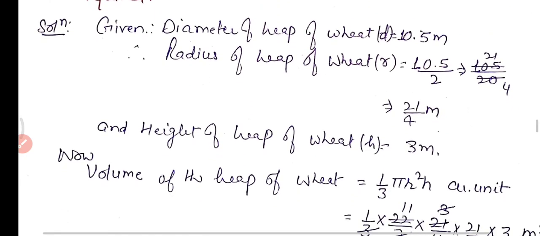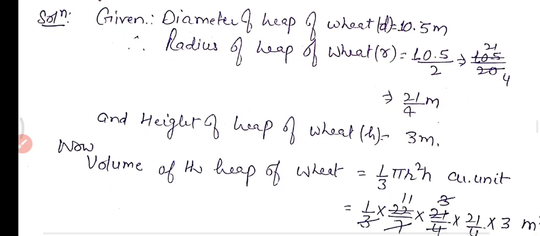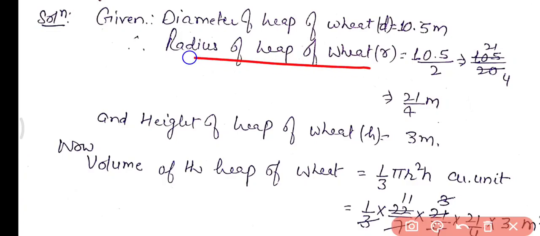We are given the diameter of the heap of wheat is 10.5 meters, so the radius of the heap of wheat will be 10.5 by 2, that is half of the diameter, and that will be, we can write it as 105 by 20. Remove this decimal and put 10 in the denominator. So after simplifying you will get 21 by 4 meter.